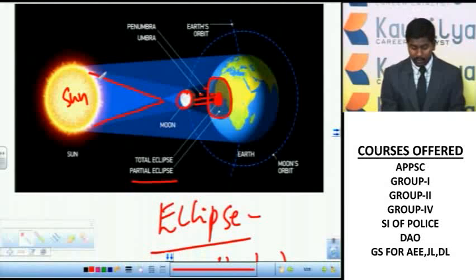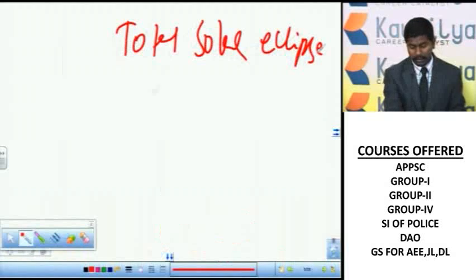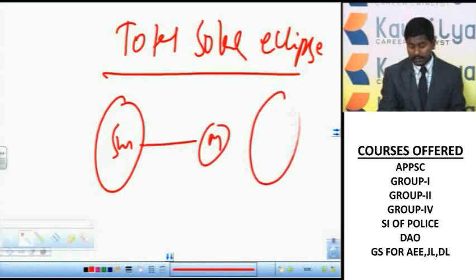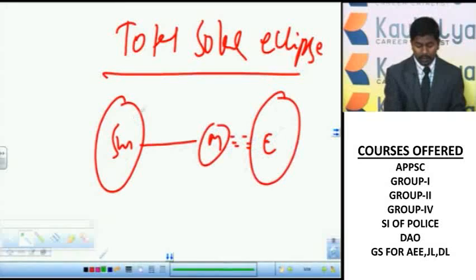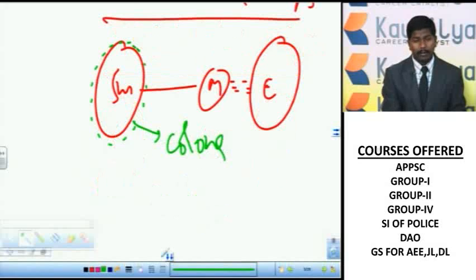Now in the case of total solar eclipse, you can see the person on this earth surface can see only the outermost part of the sun, and you know the outermost part of the sun is called the corona. On this particular day the corona of the sun appears as a brightening diamond, or it appears as a diamond ring.